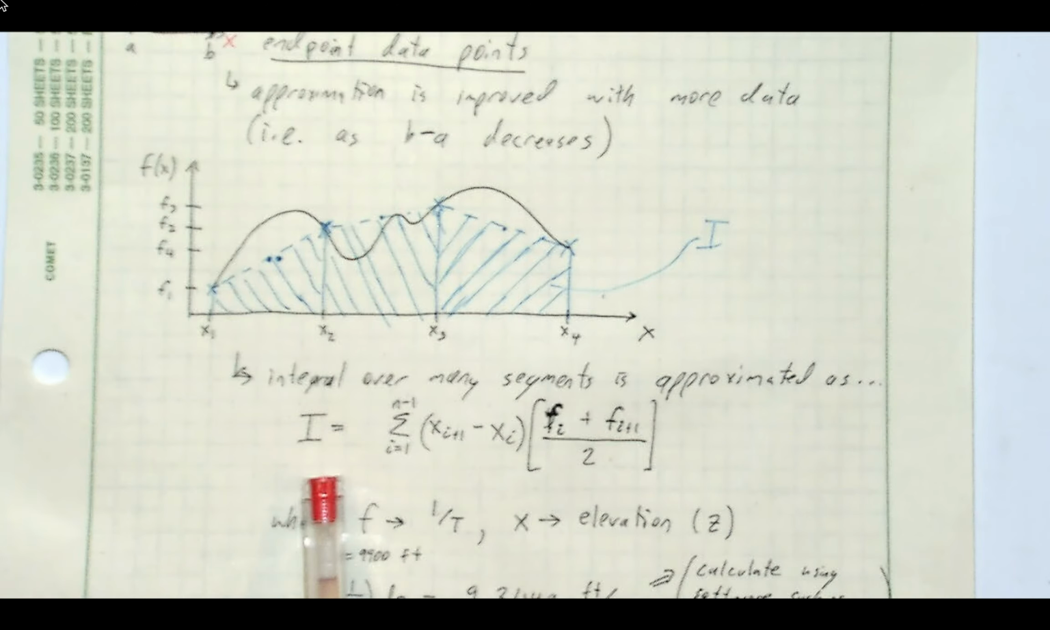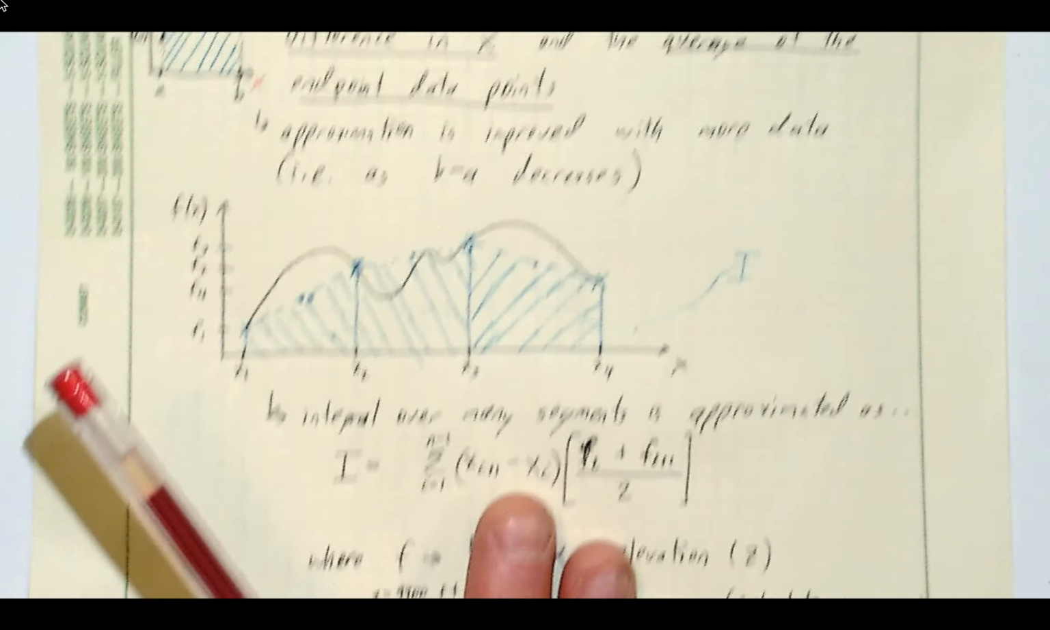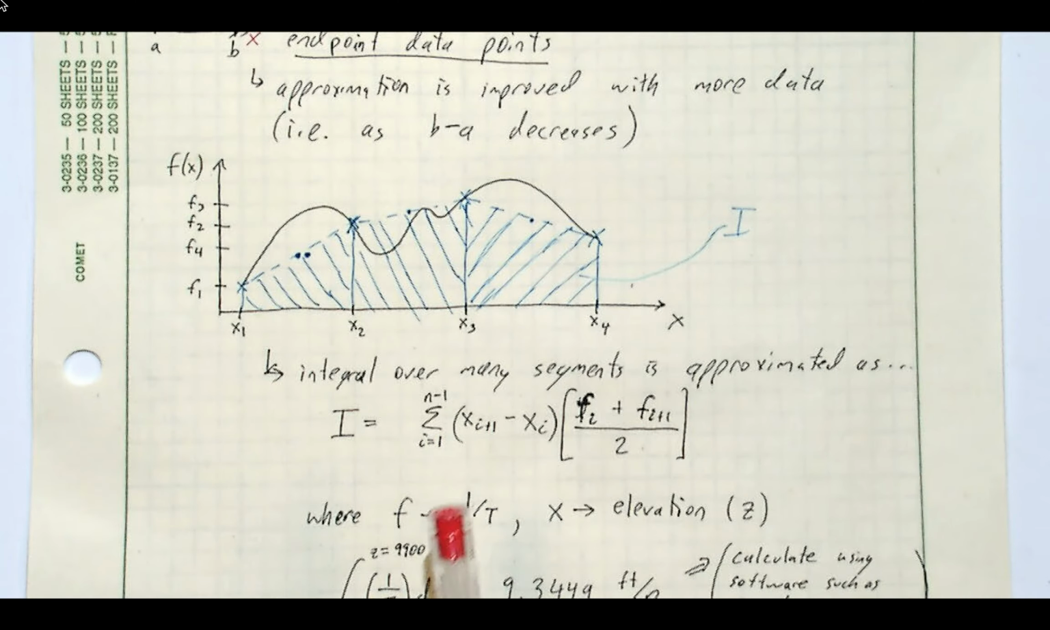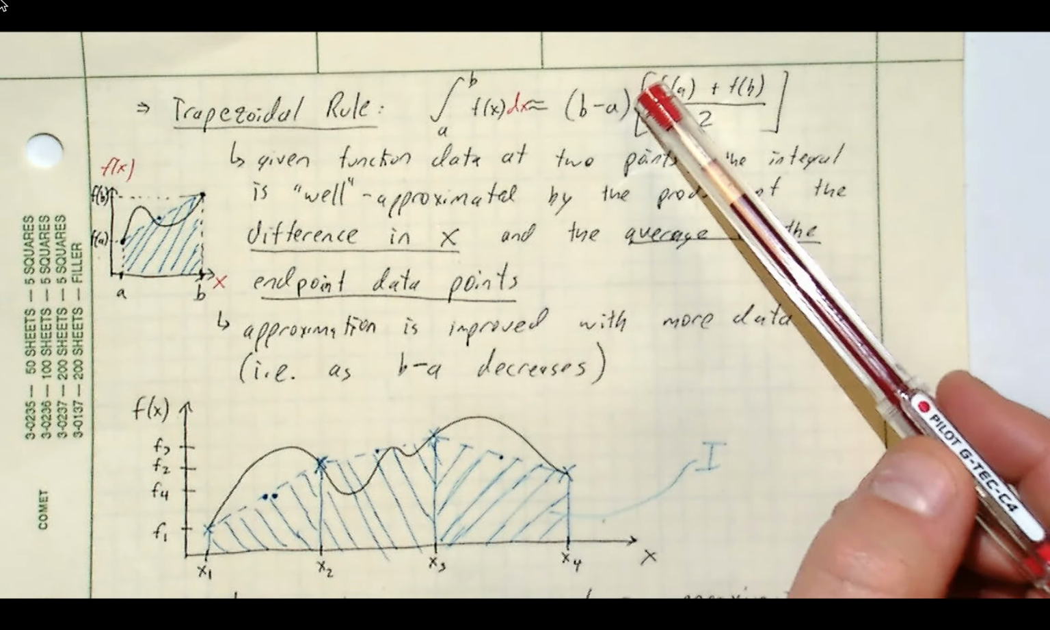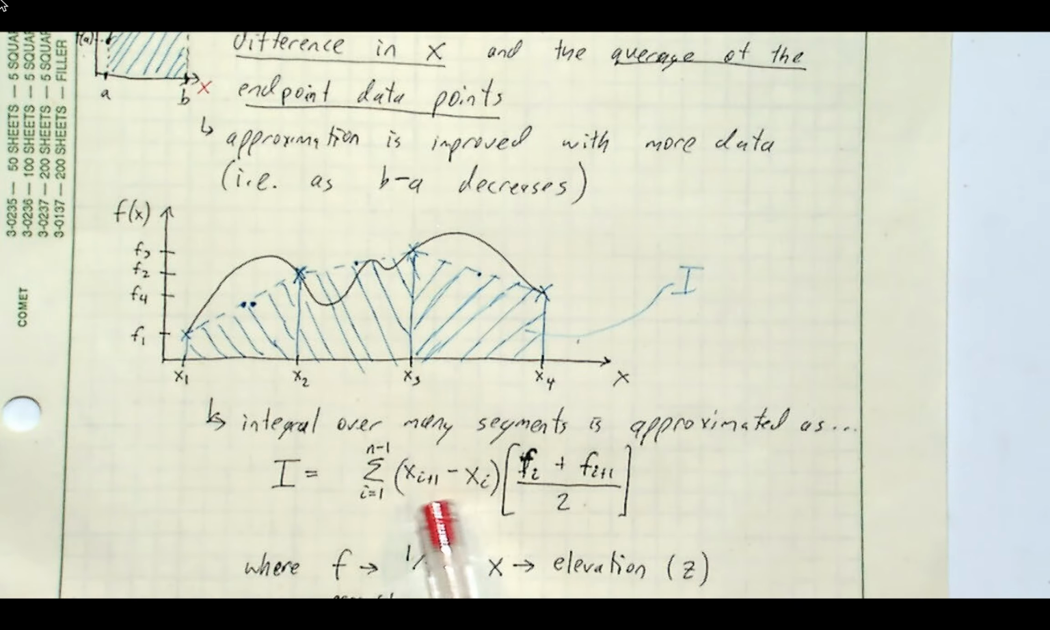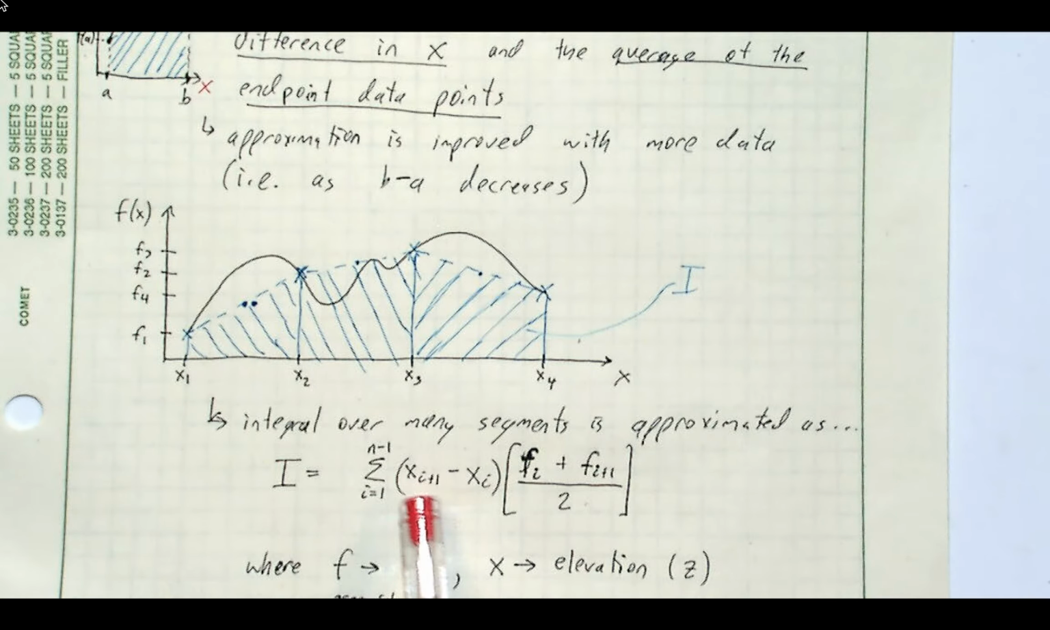All we have to do is convert our single-interval trapezoidal rule to many intervals by summing over them. If we have n data points, we're only going to have n minus 1 intervals. So we're going to sum from 1 to n minus 1, evaluating this form at each individual interval. So we have x_(i+1) minus x_i, which gives us our b minus a for each interval. And then we have the data points. So this would be our 1 over temperature. Well, we're given temperature, but this will be 1 over temperature, the average of the two endpoints for each interval.